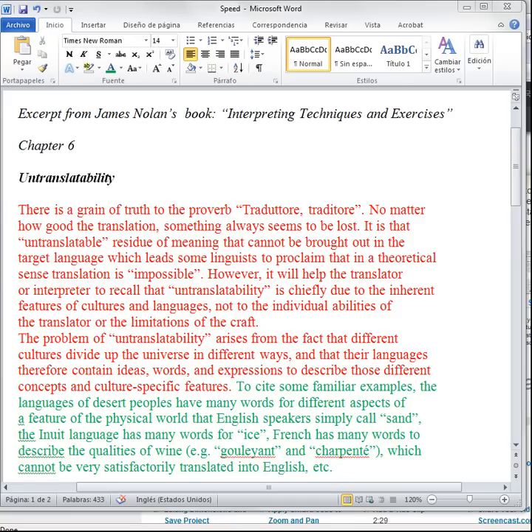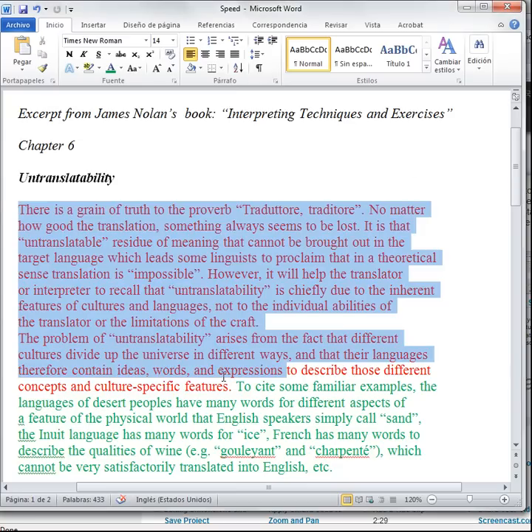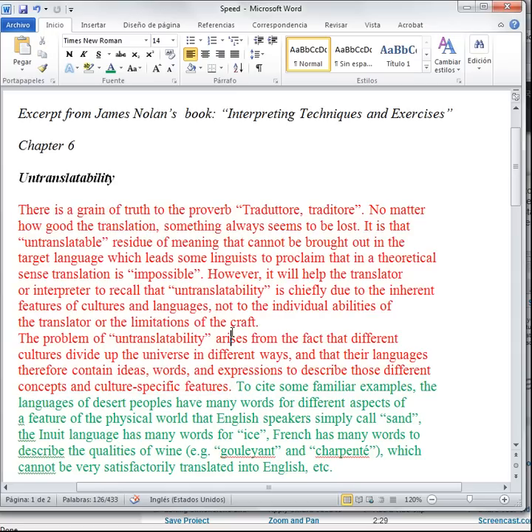But the thing is that sometimes we don't have that feel. We don't feel, or we don't know, if we're going too quickly or too slowly. So what I'm going to do is, we have an excerpt here from Jay Nolan's book, Interpreting Techniques and Exercises. Now, the area in red, which is the area that I'm selecting here, is about 120 words. And the area in green, which is the area I'm selecting here, is about 60 words.